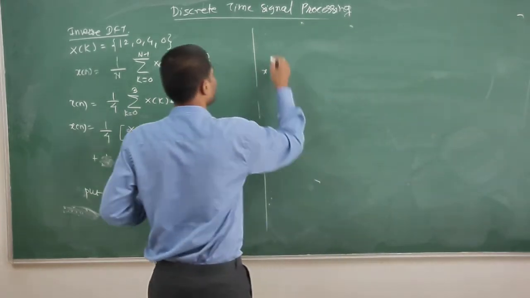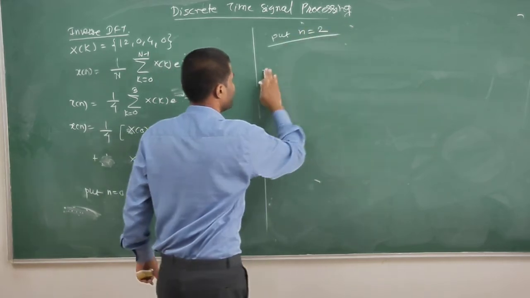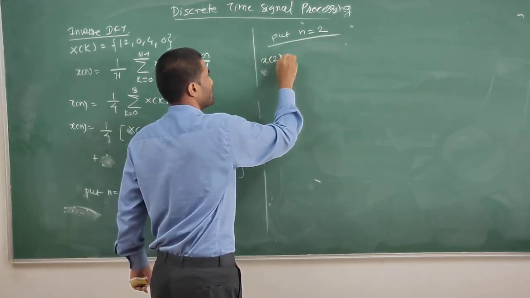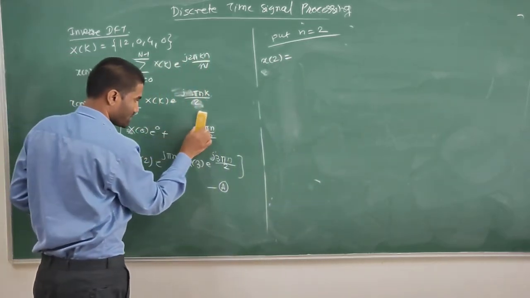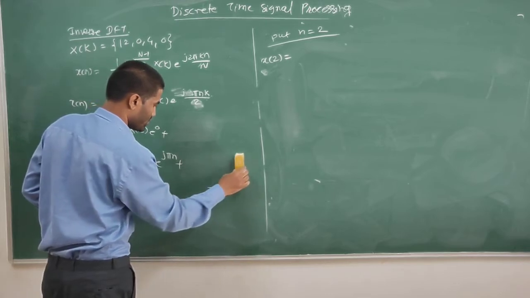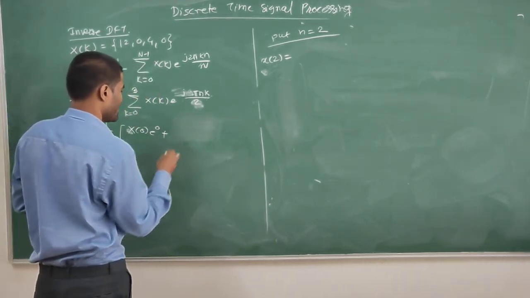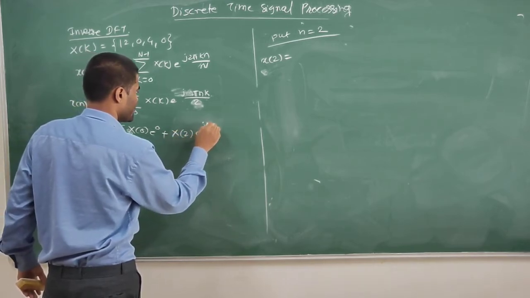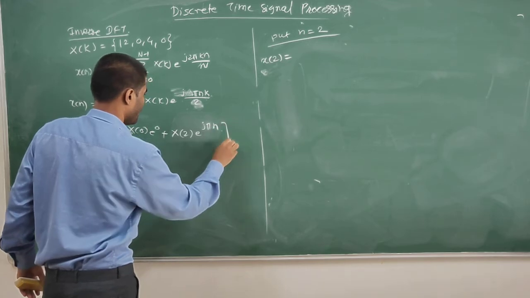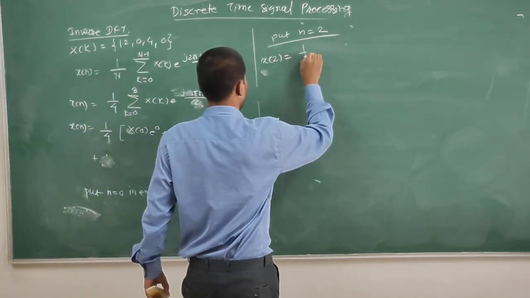So I am putting n is equal to 2. Small n is equal to 2. So x of 2 is equal to. Now what we will do, I will rub this portion and I will rub this portion, and that is nothing but x of 2 e raised to j pi n. Okay. So that is nothing but 1 by 4.